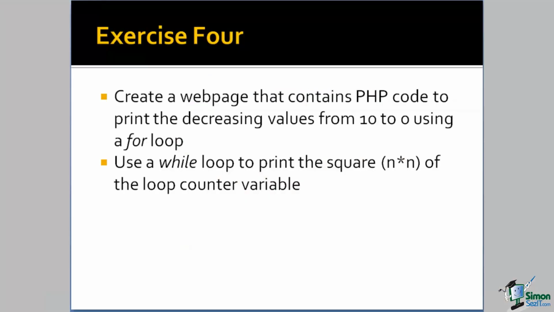Okay, so now it's your turn with an exercise. What we'd like to do is create a web page that is going to print the values from 0 to 10, but in reverse order. Use a for loop to do this and print them in reverse order. Then use a while loop to print the square of the while loop control variable, the counter for the while loop.